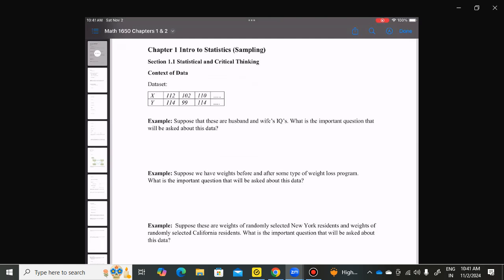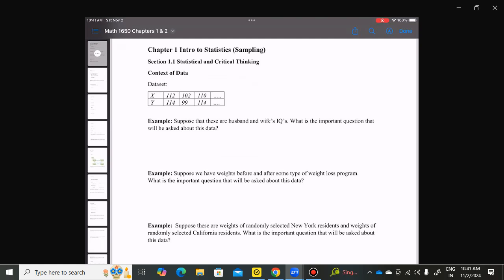So let's say we have two data sets, and we don't have all the values here, but just starting out, 112, 102, 110 for your X data set, and 114, 99, and 114 for your Y data set, and then so on. There's other numbers there. What do these data sets represent? That also causes us to want to ask important questions.